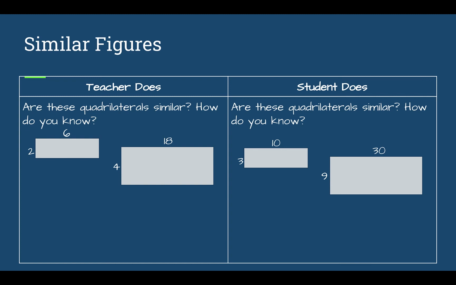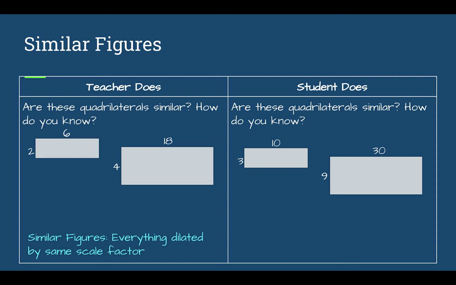Next, we're going to look at what's called similar figures. So we want to know if these quadrilaterals are similar. And how do we know? Well, similar figures just mean that they're dilations of each other where everything was multiplied by the same scale factor. So thinking about the examples we just did, taking one shape and dilating it, we multiplied how far away it was from the center by the same number each time. And so we were multiplying everything by the same scale factor.